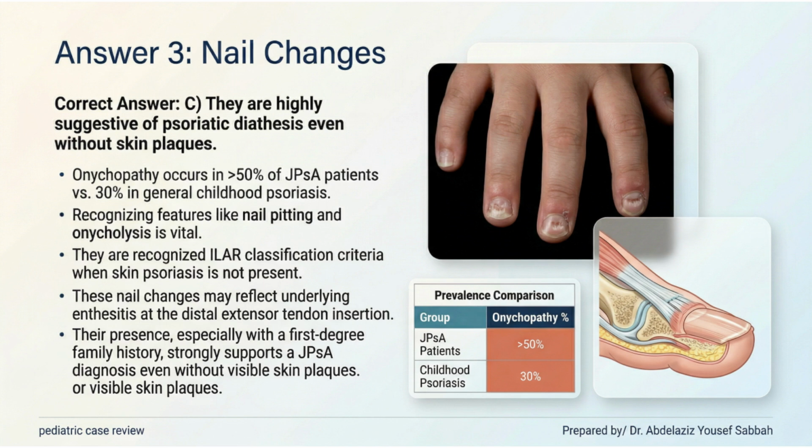Onychopathy occurs in more than 50% of juvenile psoriatic arthritis patients compared to 30% in general childhood psoriasis. Recognizing features like nail pitting and onycholysis is vital. These nail changes are recognized in the International League of Associations for Rheumatology classification criteria when skin psoriasis is not present. They may reflect underlying enthesitis at the distal extensor tendon insertion. Their presence, especially with a first-degree family history, strongly supports the diagnosis even without visible skin plaques.